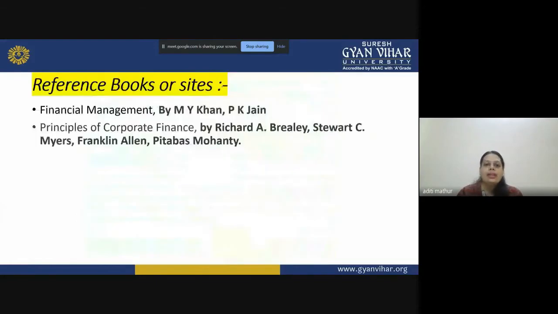So the reference books I will suggest are these two books. One is Financial Management by M.Y. Khan and P.K. Jain. You can also go for Principles of Corporate Finance by the four writers. These are two important books in which these topics are covered beautifully.